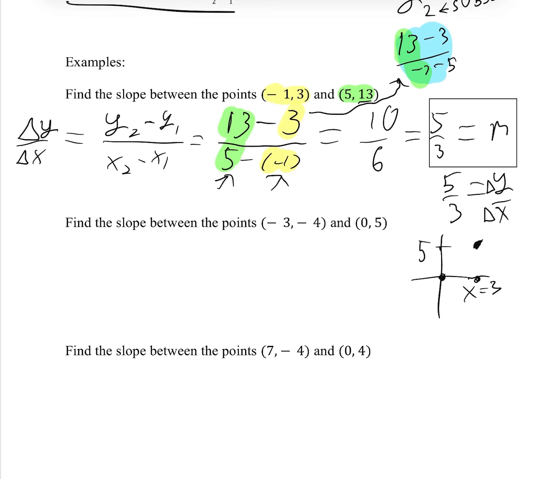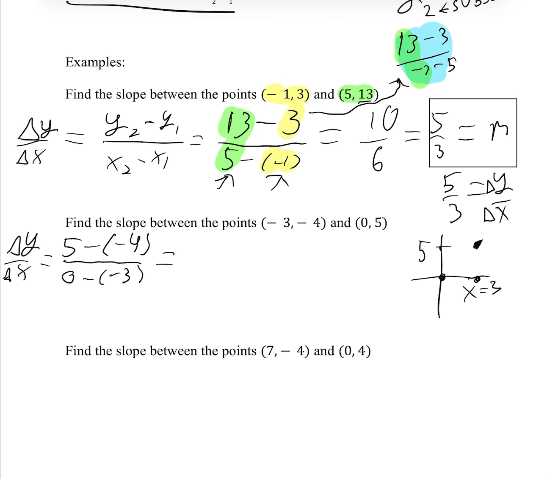Okay, the next problem: -3, -4, and 0 and 5. We're going to use our delta y over delta x. That's slope. We're going to do 5 minus, wait, no, I am doing this wrong. It's 5 minus -4 over 0 minus -3.